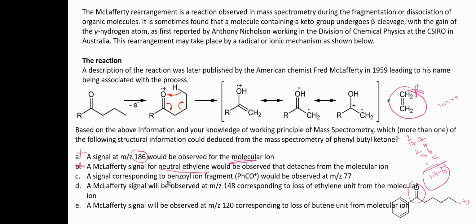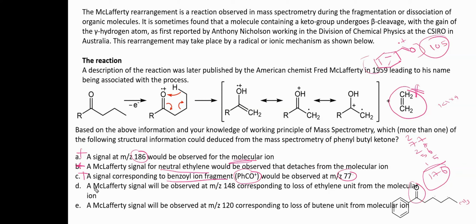A signal corresponding to the benzoyl fragment, phenyl with a C double bond O. Benzoyl is a phenyl with a C double bond O, okay? So you will see a benzoyl ion fragment that would be observed at 77. So even though the benzoyl fragment will be seen, it is not going to be at 77. It is going to be 77 plus 28, which is 105. So the benzoyl fragment will be seen at 105, not 77. So that is not the right answer as well, okay?